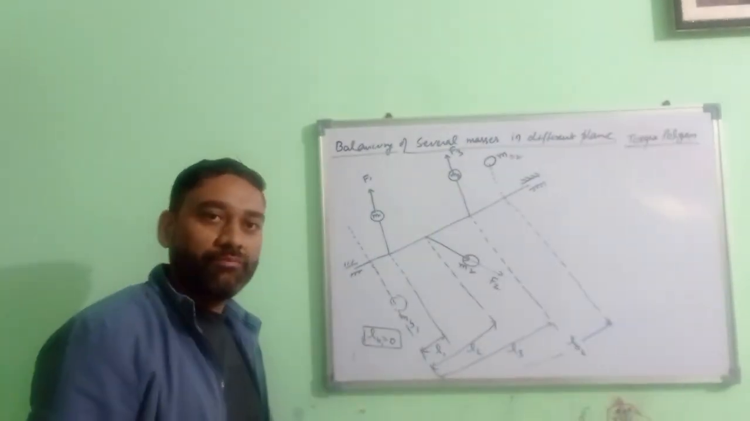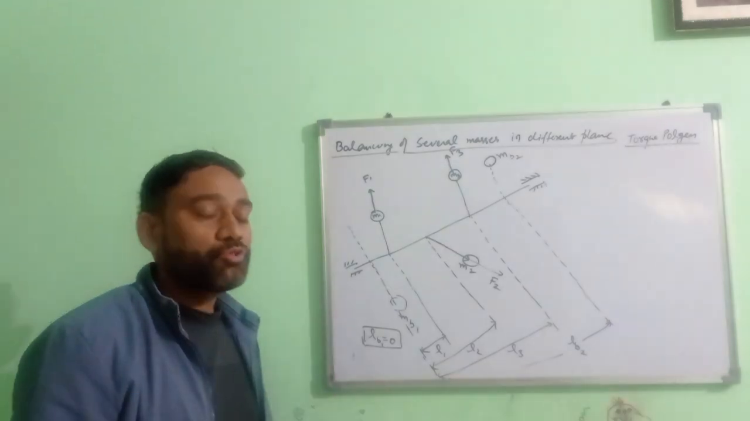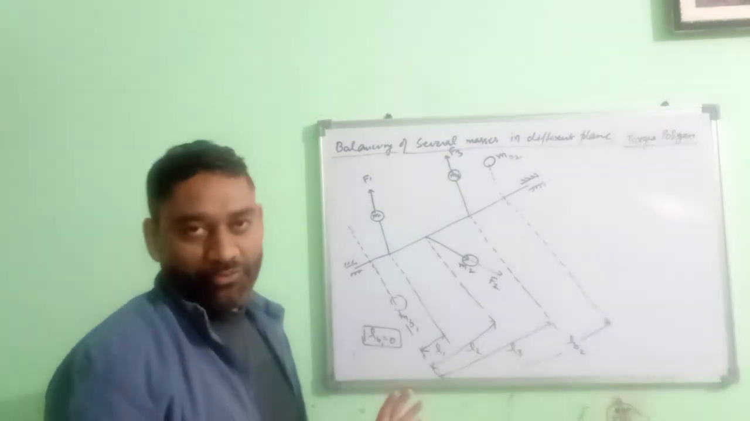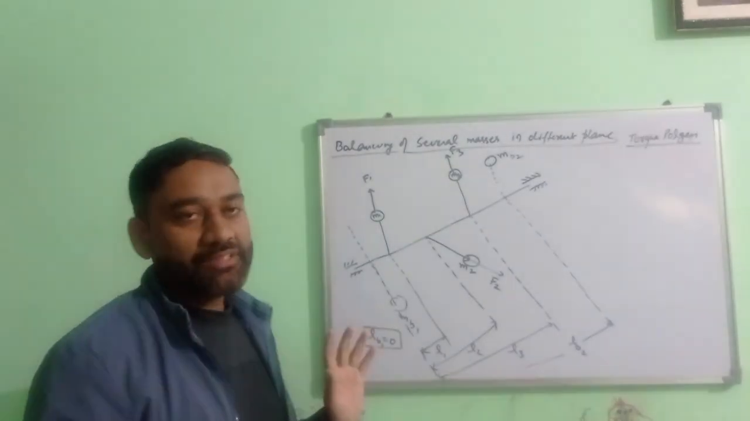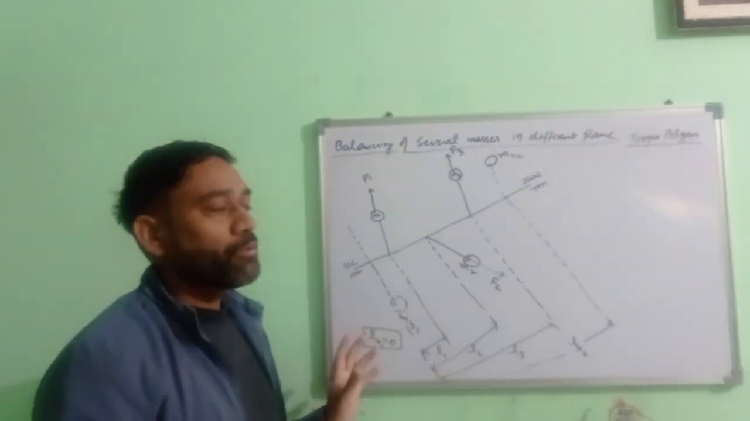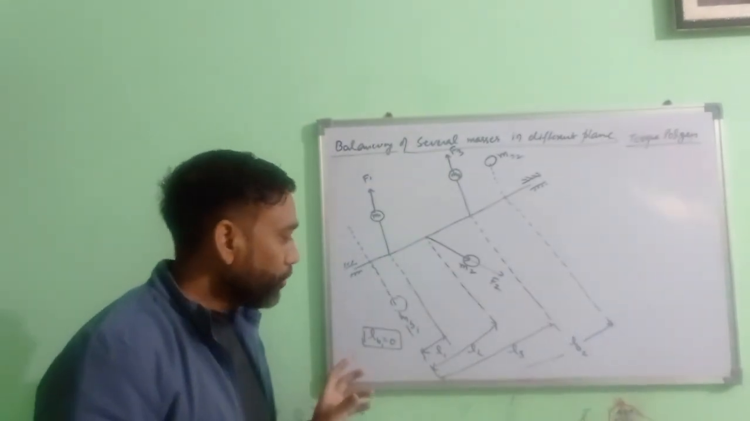In the previous problem we only drew the force polygon, because there was no couple formation and a single plane was there. But here different planes are there, so this is a dynamic problem. Here we first draw the torque polygon. So torque polygon, what is torque?